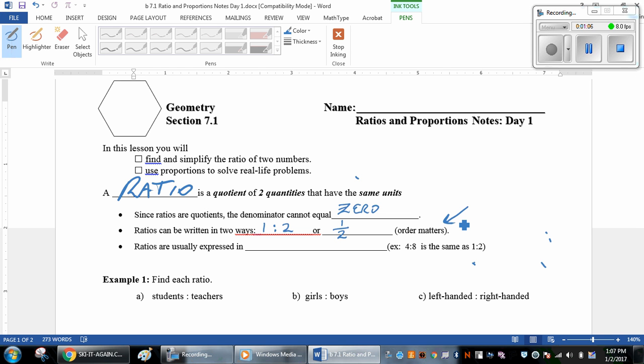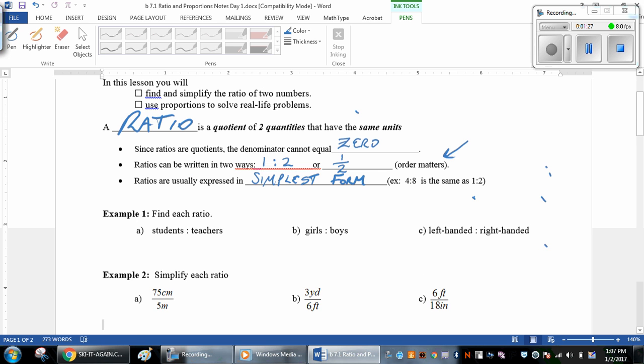All right, ratios are usually expressed in, and here's your clue, 4 to 8 is the same as 1 to 2, usually expressed in simplest form. So we're always going to simplify our ratios, and that's just like simplifying a fraction. Okay? So let's look at a couple examples.